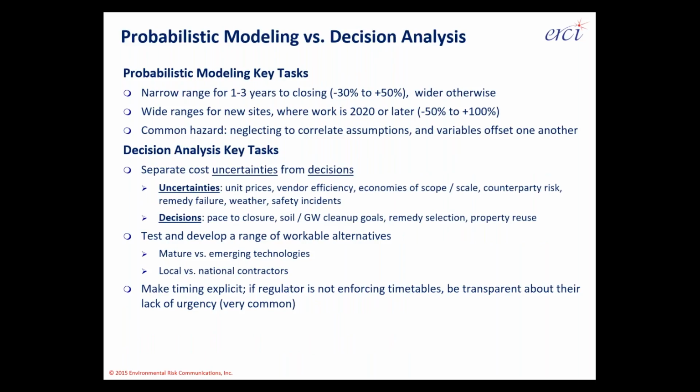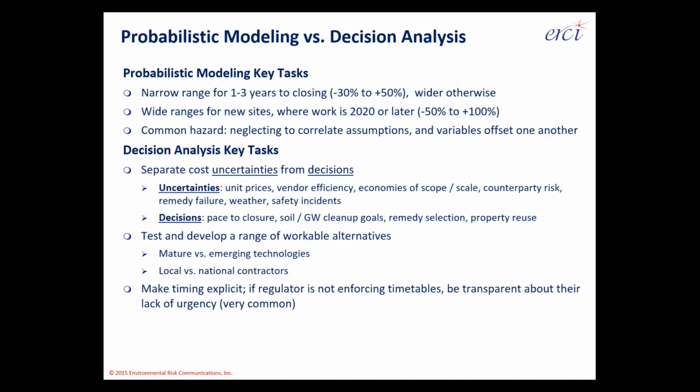As we shift gears a little and talk about probabilistic modeling, I want to make sure that everyone's clear that these are two very, very different things. Probabilistic modeling is useful for looking at costs, useful for looking at timing. You want to be using -30 to +50% accuracy in your cost forecasts if you've got a cost in the next few years. If you've got something that's 5 years or more out, you want to use -50 to +100% for your uncertainty range. And again, you want to make sure you're doing a critical statistical step called correlation. I'll show how to do that in a moment.